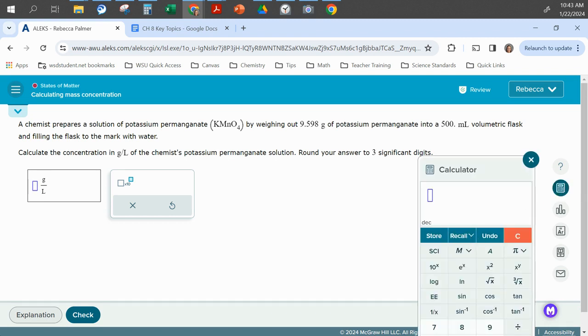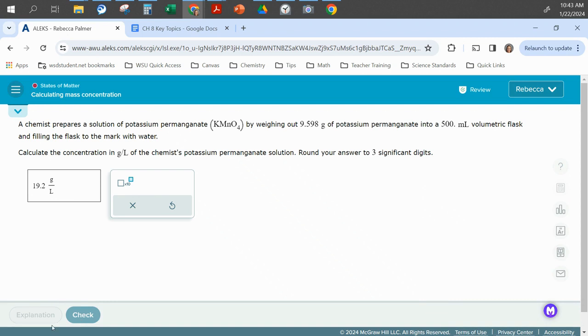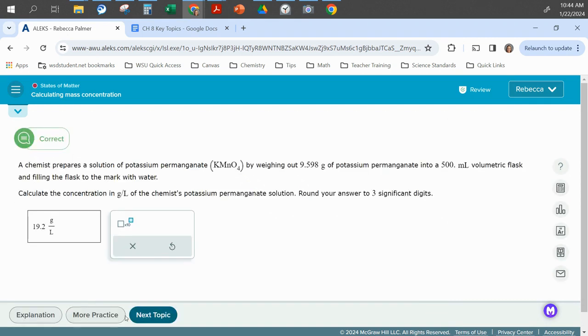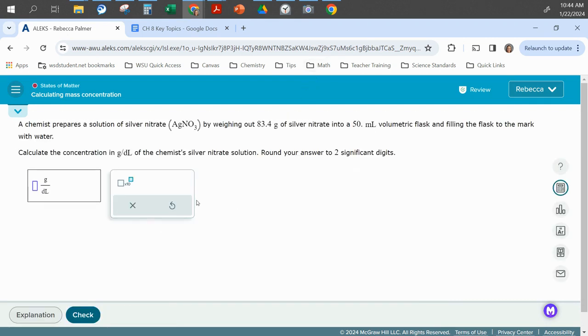So this one, I'm going to divide by 1,000 to convert milliliters to liters. It just wants grams. We have grams, 9.598 divided by 0.5. I have 3 sig figs in my volume, so I'm going to keep 3 sig figs. The other one has 4, but we go by least sig figs when we're dividing. So 19.2. Okay, there get to be some kind of tricky ones with the units. So let's find another one.